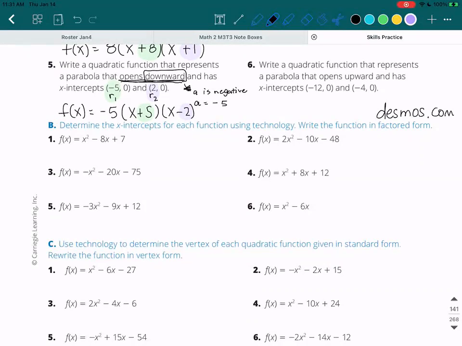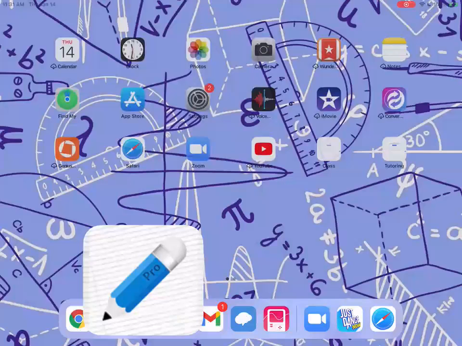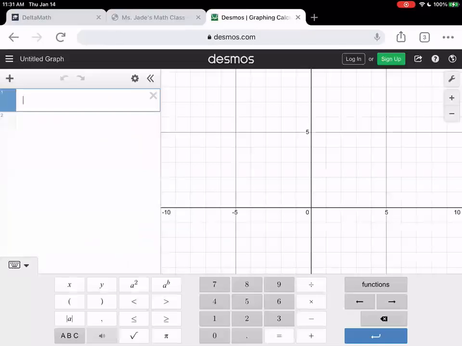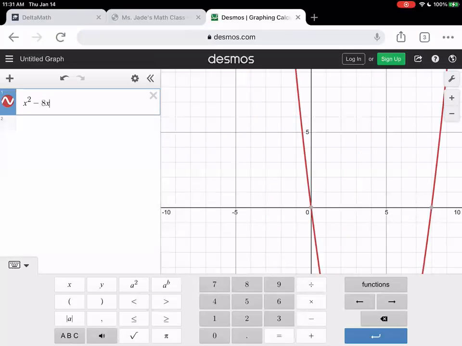Desmos.com. Okay, we're gonna write the function in factored form. So let's type this equation x squared minus 8x plus 7 into Desmos. So I'm gonna exit this one and I'm gonna go to Desmos. Let it load. We're gonna type that equation. Okay, so you don't have to type the f of x part. You can just type x squared minus 8x plus 7.